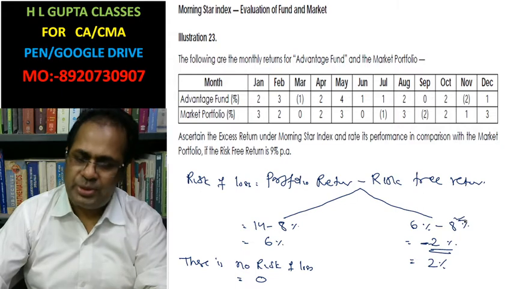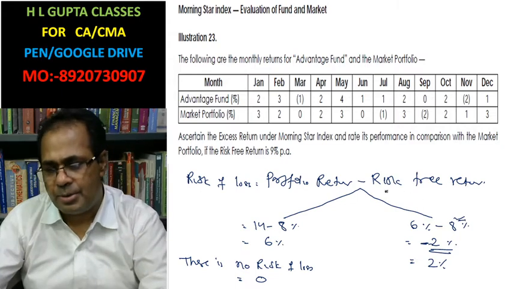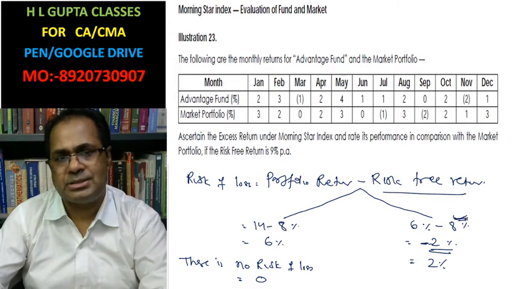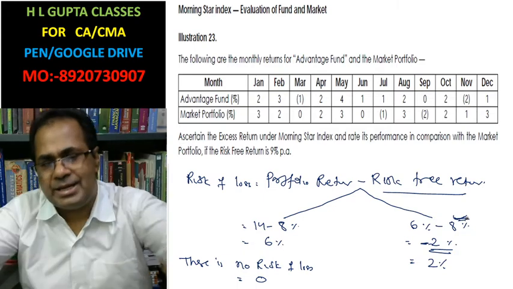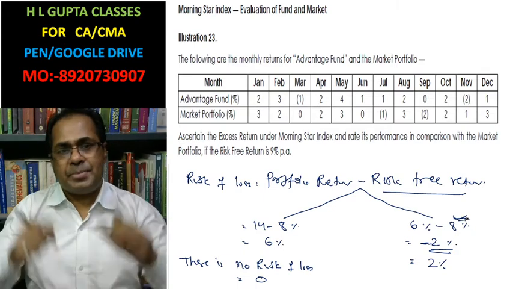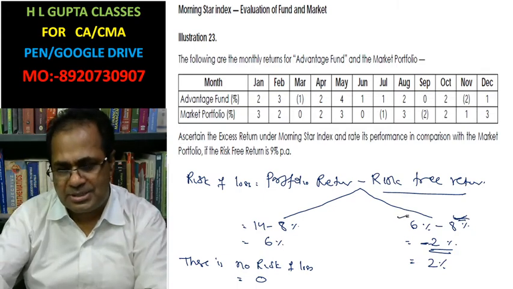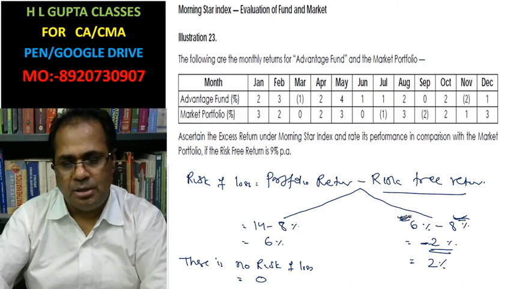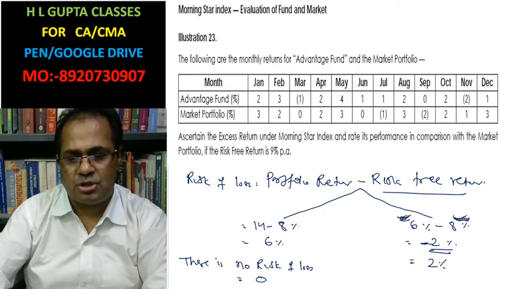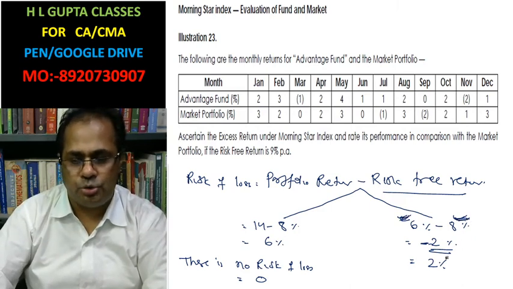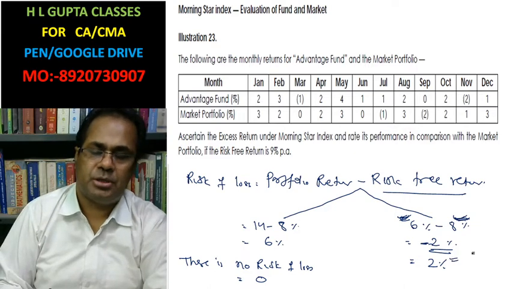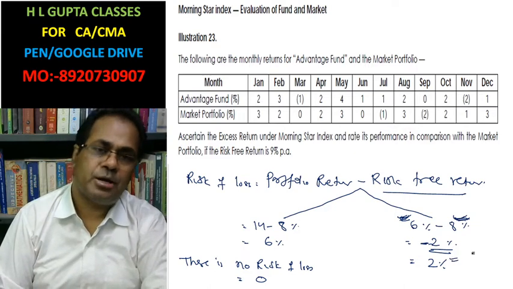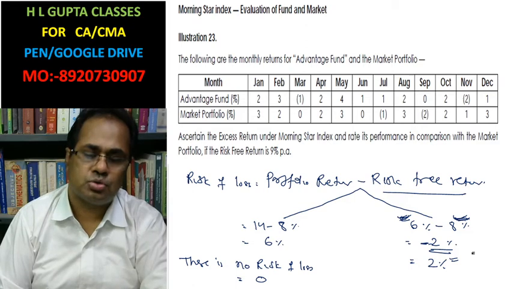Without any risk, we are able to earn risk-free rate of return, that is 8%. After taking risk, we are going to invest in the market, and we are earning 6%. In this case, risk of loss is 2%. We have taken risk. In spite of taking risk, we have lost 2%.